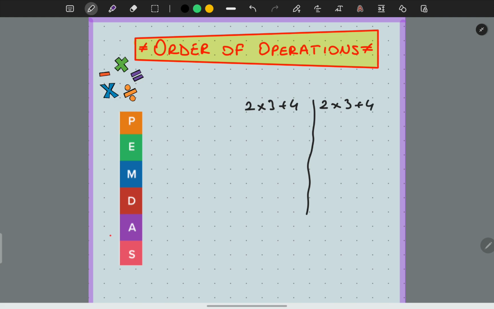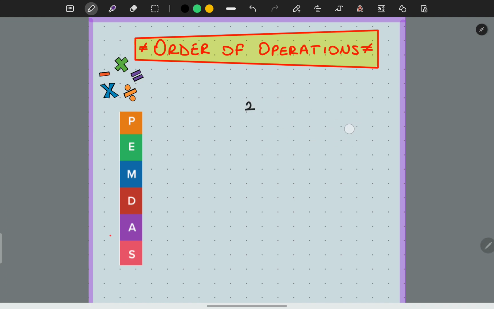Okay, and let's solve these two in different ways. Let's go from the left hand side for this one. 2 times 3 makes 6 and 6 plus 4 makes 10. And let's go from the right hand side for this one. 3 plus 4 makes 7 and 2 times 7 makes 14. So as you can see, we obtained two different results and we cannot know which one is correct. And in order to reduce these results to a unique one, we are following an order of operations.